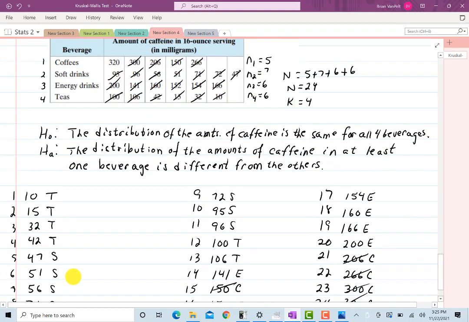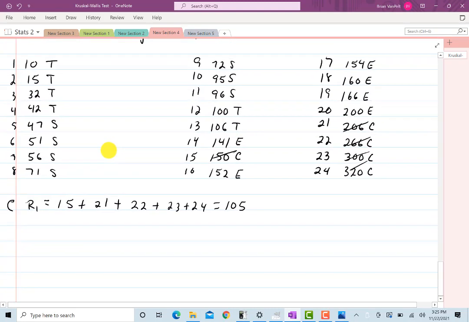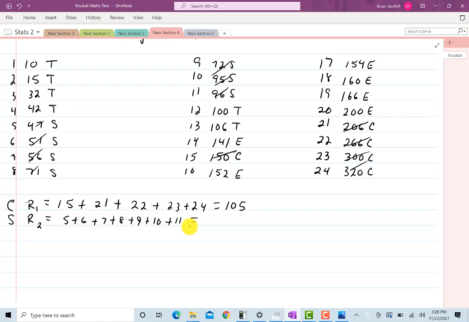What was number 2 on my list? Those were soft drinks. So that represents R sub 2. And the soft drinks, they all go in a row. They go from 5 through 11. So that is a total of 7 of those. Let me slice these off. 5, 6, 7, 8, 9, 10, 11. And that's 11, 18, 26, 35, 45, 56.